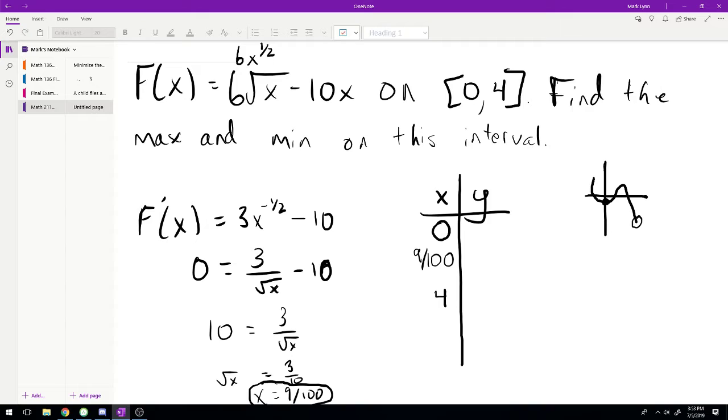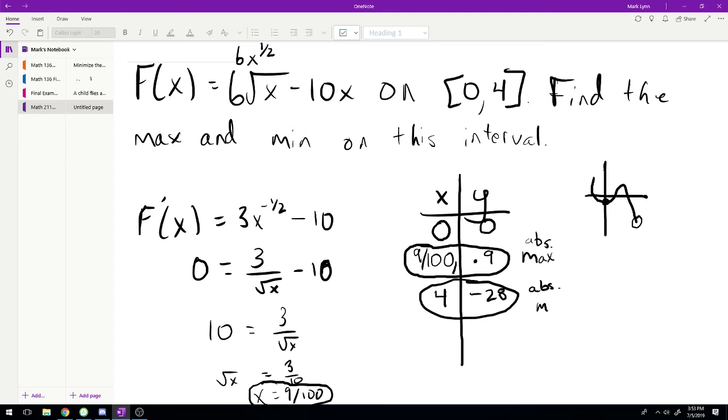If we plug 0 in, we will get 0. If we plug 9 over 100 in, we'll get 0.9. And if we plug in 4, we will get negative 28. Okay, then it's really easy for us to say 0.9 is the largest y value, so this coordinate 9 over 100 comma 0.9 would be our absolute maximum on this interval, and the smallest y value is negative 28. So this would be our absolute minimum on the interval.